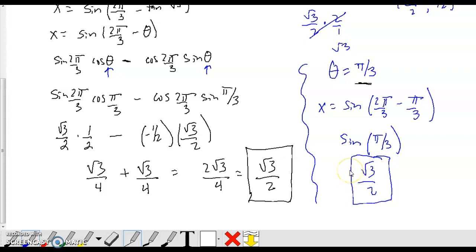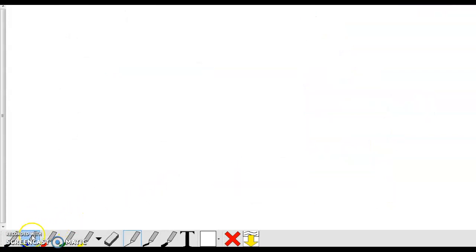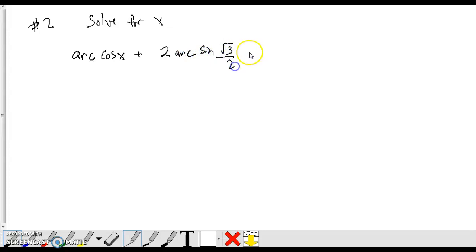Again, sometimes we do want to make sure that we know how to use the identities. So let's solve another one. This will be example number 2, and again, solve for x. I'm going to say that this is arc cosine of x plus 2 arc sine of root 3 over 2 is equal to pi over 3. This is kind of similar to that very first example. So why don't you go ahead and pause the video and try to come up with the answer.